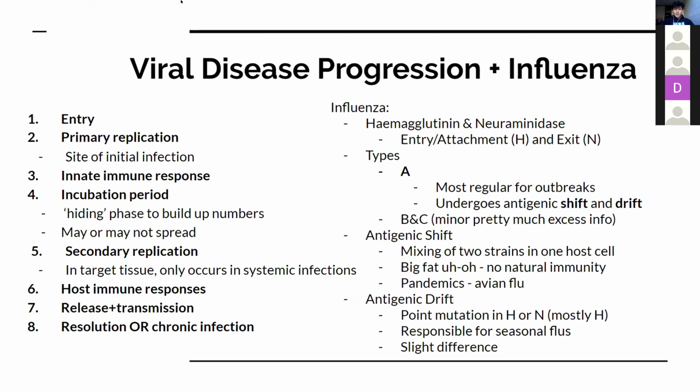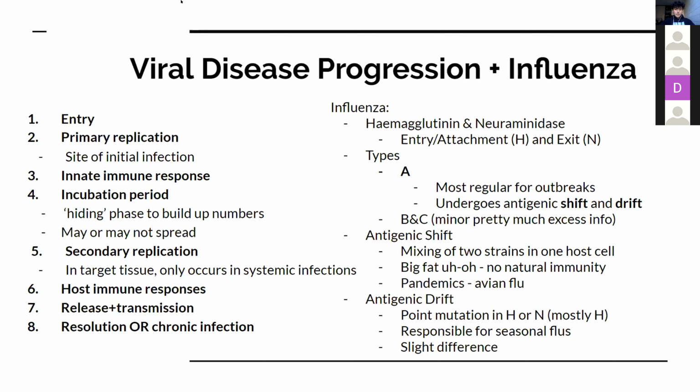Regarding the types, you basically only need to know about influenza type A. That's the most regular for outbreaks, and that undergoes antigenic shift and drift. And I believe influenza B can also undergo antigenic shift. So antigenic shift is the big bad one. So you can just memorize it.